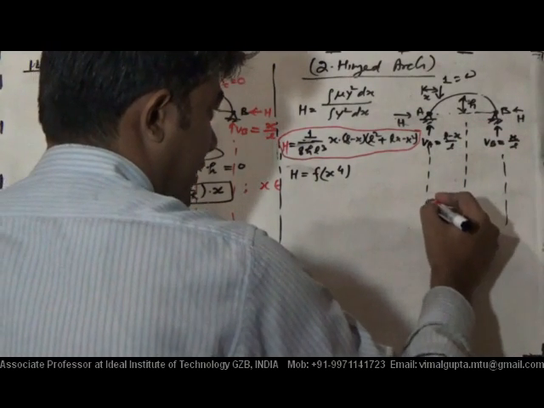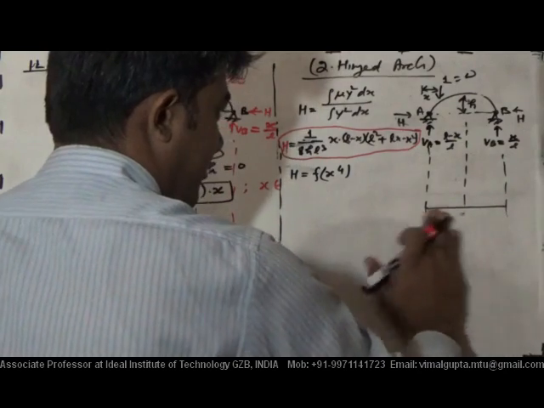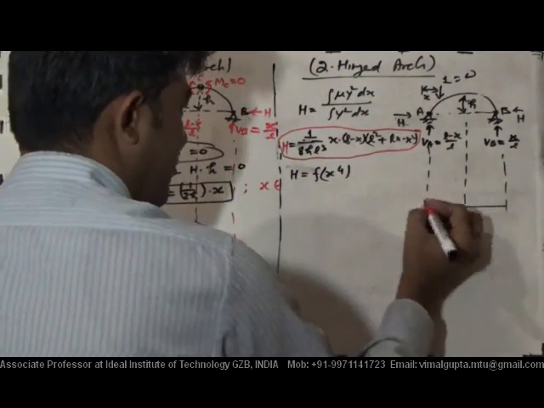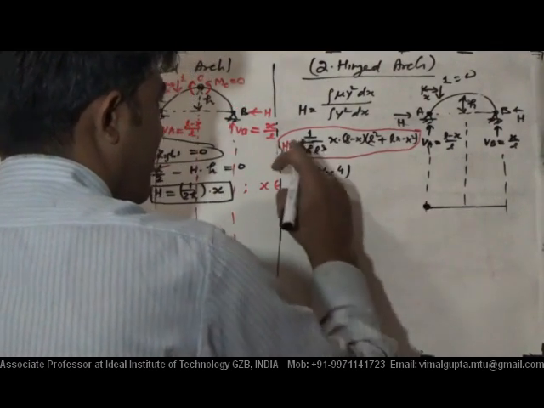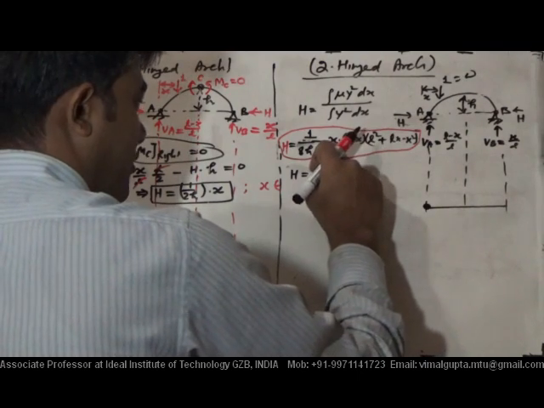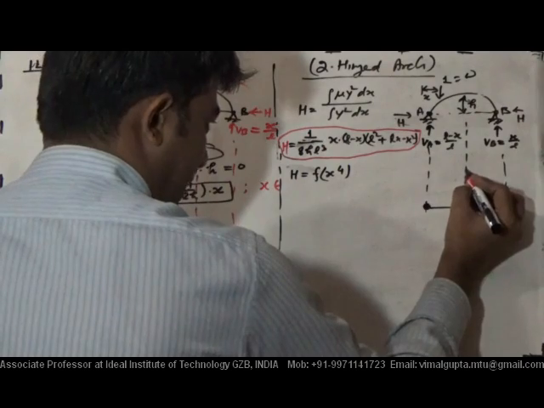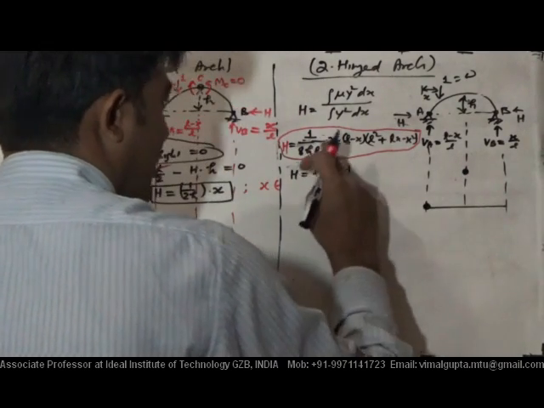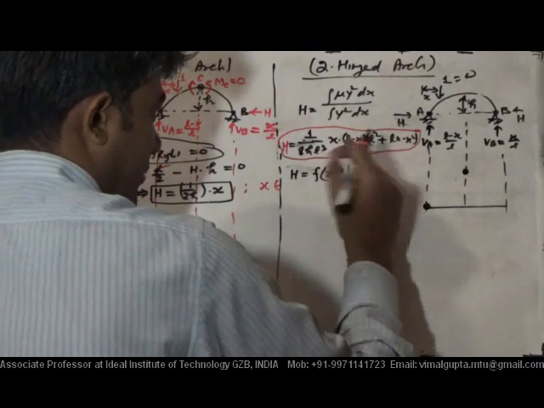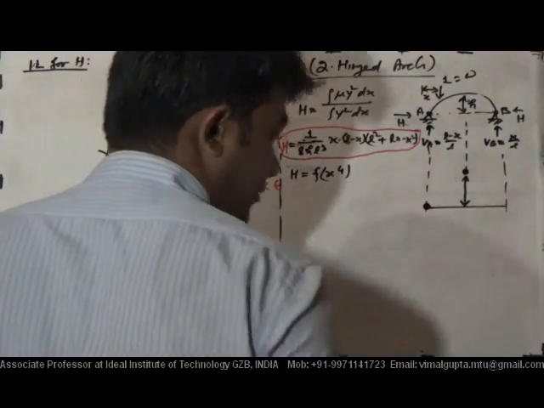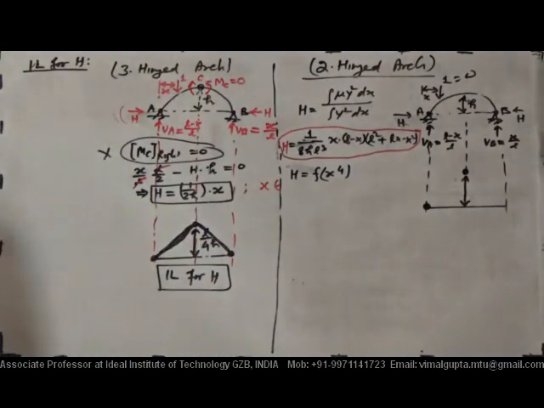If we want to plot the IL for H, so definitely at H equal to 0, what is the value? At H equal to 0, put x equal to 0. At x equal to L by 2, by putting that value x equal to L by 2, we will get the ordinate. And that ordinate is how much?